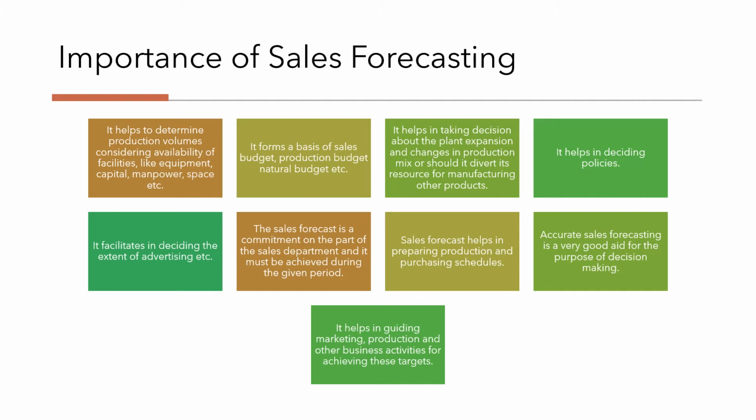It facilitates deciding the extent of advertising. The sales forecast is a commitment on the part of the sales department, and it must be achieved during the given period. A sales forecast helps in preparing production and purchasing schedules. Accurate sales forecasting is a very good aid for decision making. It helps in guiding marketing, production, and other business activities for achieving this target.